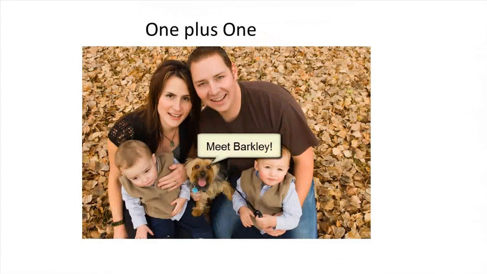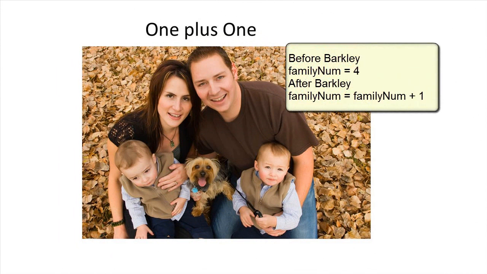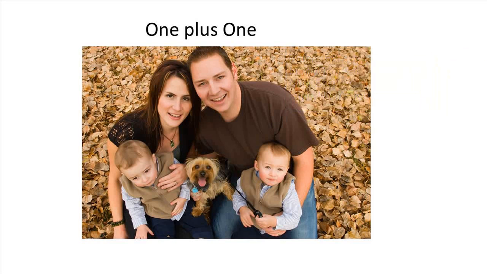When we got our dog Barkley, we proudly told our friends and family that we have a new addition to the family. Before, there were 2 of us plus the 2 kids, so our fam num is 4. With Barkley, we had to increment the family number by a count of 1. In other words, whatever the size of the family was before, when a new member arrives, you increment the family size by 1.